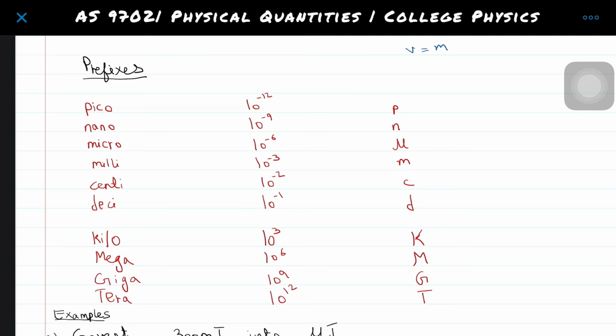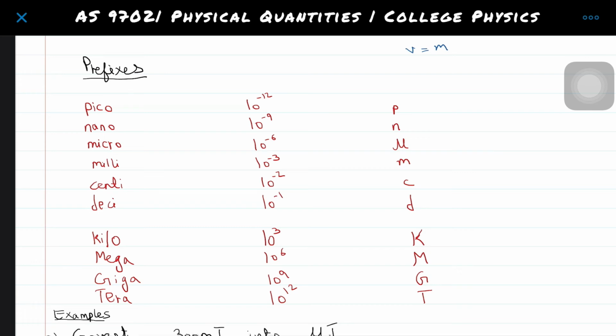Then we have kilo, which is 10 raised to the power 3. Now the powers are becoming positive. Earlier they were negative, so we know that it is basically becoming bigger now. So kilo, 10 raised to the power 3, and it is represented by a capital K.